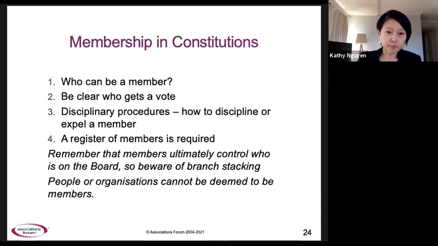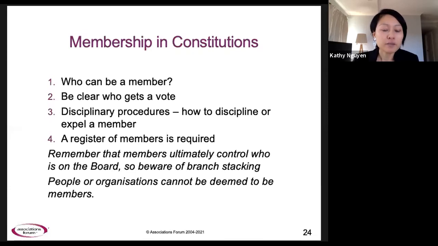With membership, it should be clear who can be a member, and more importantly, who gets a vote. So when we do constitution reviews, this is always one of the things we look at. Is it clear who is a voting member? This can be an issue if it's not clear, because, for example, if later on you want to change the constitution, how will you determine who gets to vote to pass that special resolution?